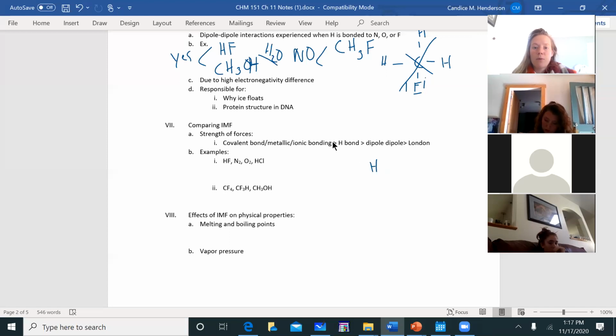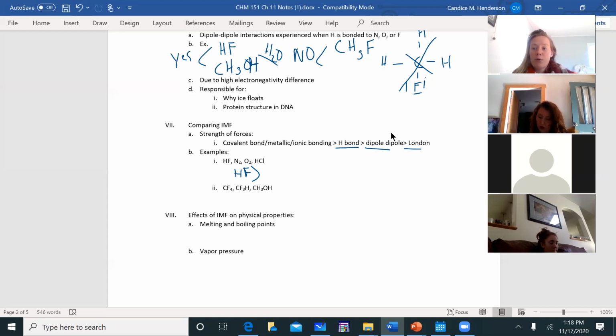Why don't I put it in the same order that they have it here? So we'll put HF first. We'll go strongest to weakest, just so it's not confusing. So strongest and then weakest. Our strongest here is going to be HF. Then after that, I'm looking to see if I have any more hydrogen bonds, and I don't.